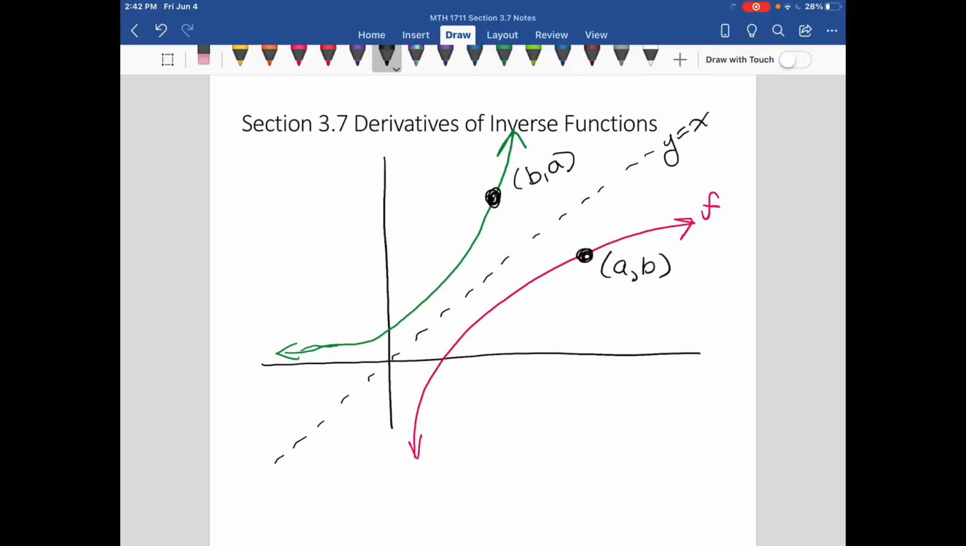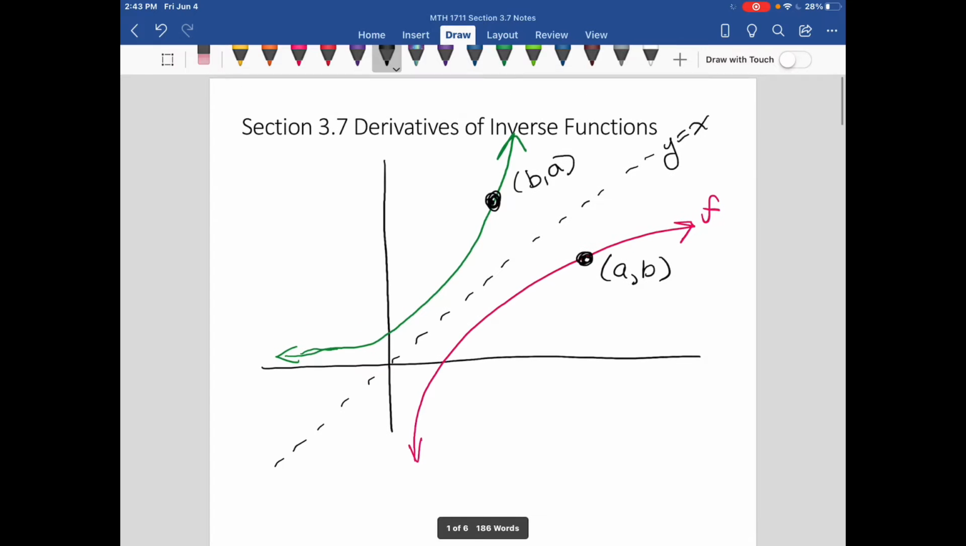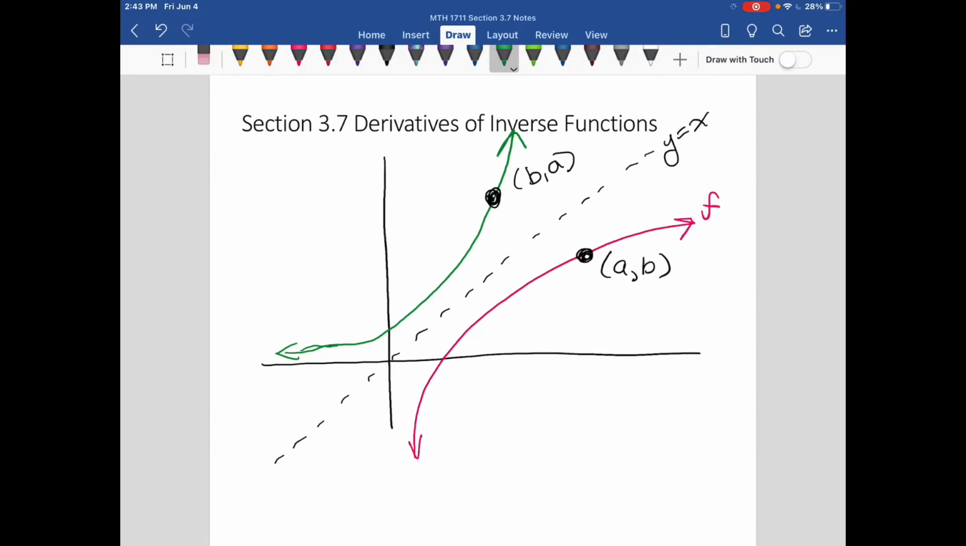f. It's just some generic function f. And on that function, I have another generic point labeled as AB. So my x-coordinate is A and my y-coordinate is B. Now, when you have an inverse function, that inverse function is formed by switching all the x and y coordinates of f. So f inverse is going to be all the x and y coordinates swapped. So if you have the point AB on f, on the inverse, you're going to have the point BA.